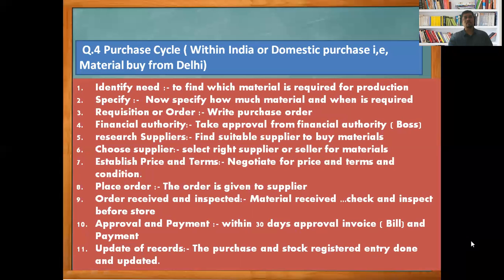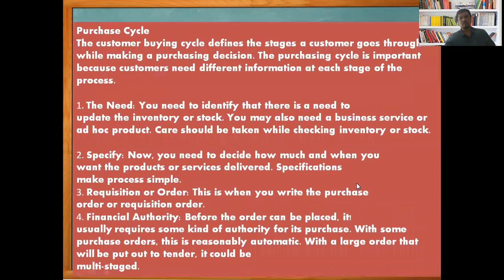Whatever documents are required, whatever records we have maintained in the office or factory, we are going to update. We are going to make an entry, a general entry, a purchasing entry, whatever system we have followed. That is called the update of records of purchasing raw material from Delhi. Now we are going to see it in detail, one by one.